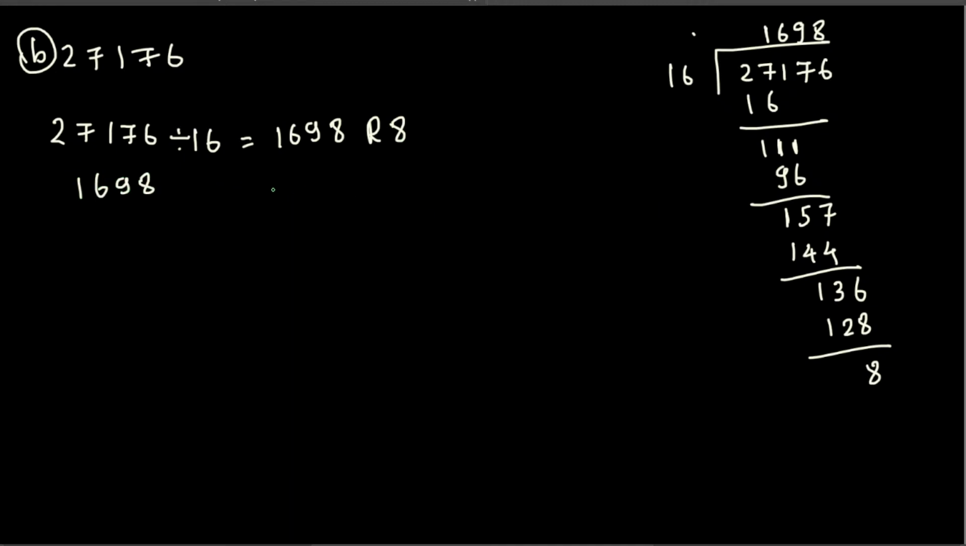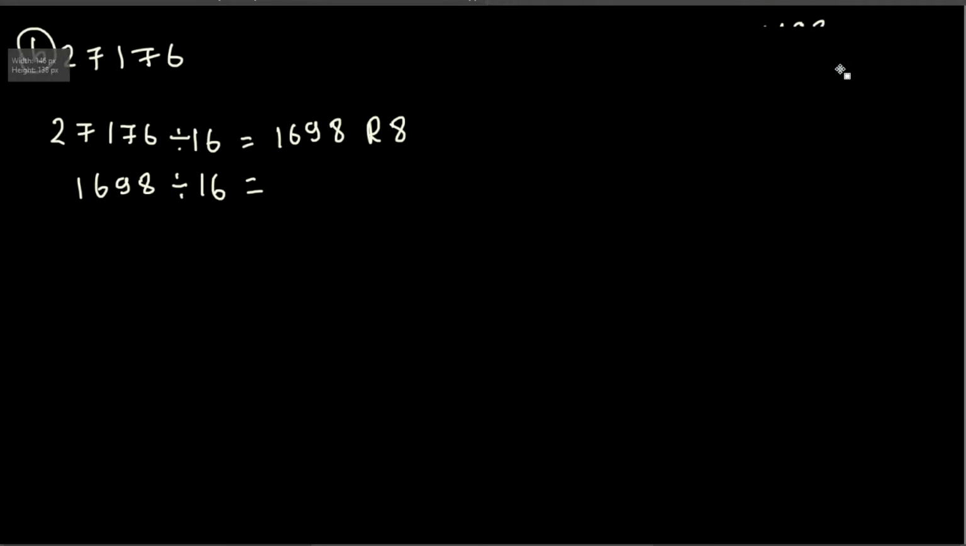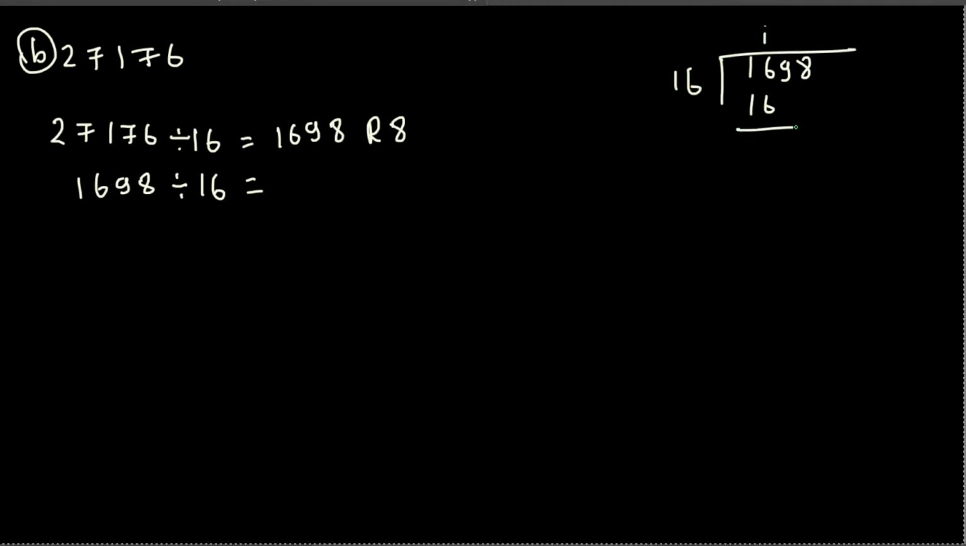Then 1698 divided by 16. For that one, I'm going to erase this. 1698 divided by 16. In 16 we have 1 here, and this is 0 0. Then in 9 we just bring one digit at a time. If I bring one digit down, there's no 16 in it, so I put a 0 for it. And if I bring another digit down, that is 98. In this one we have 6, so that is 96 right here, and then 2 remaining.